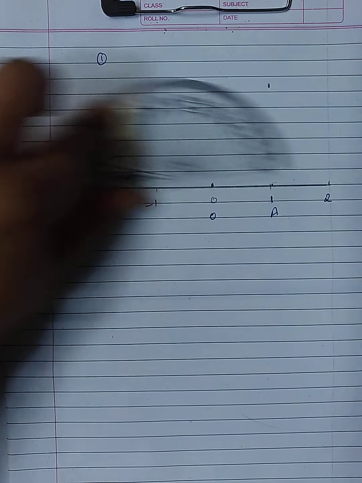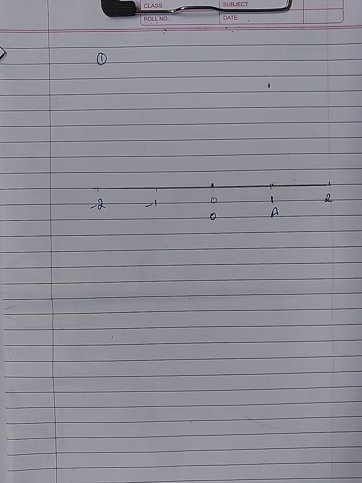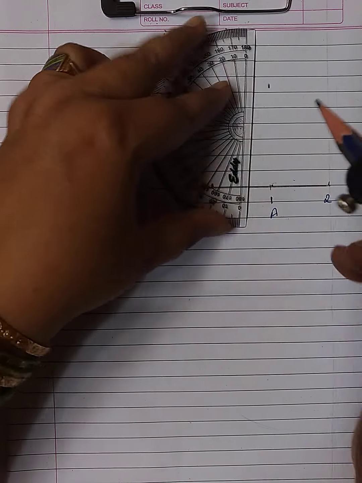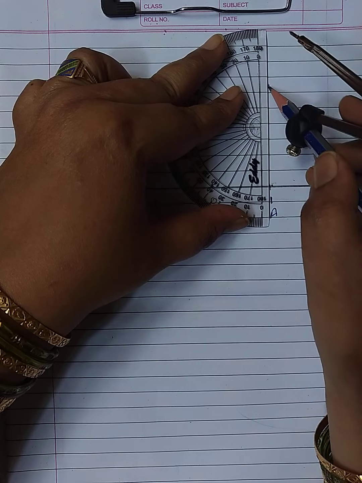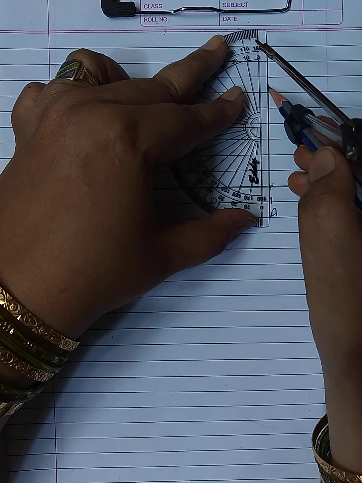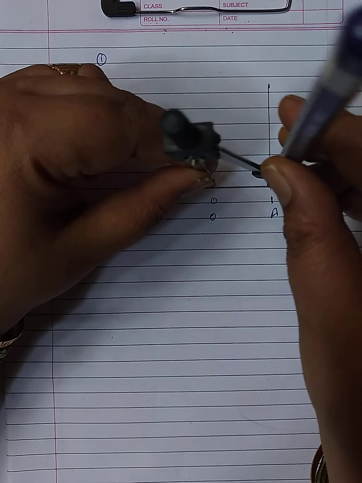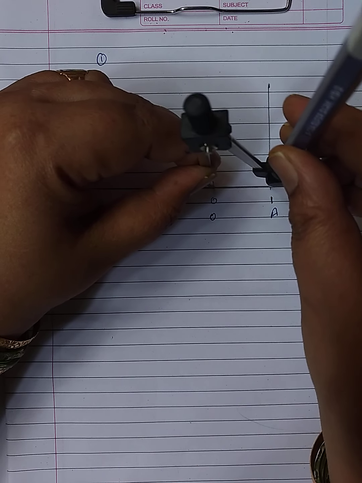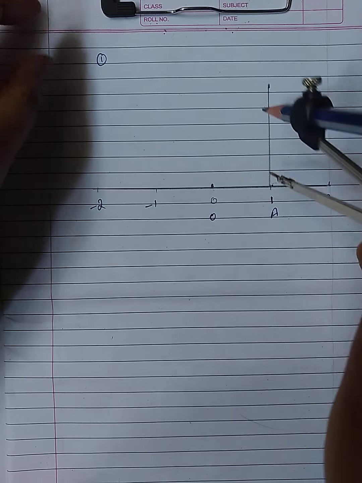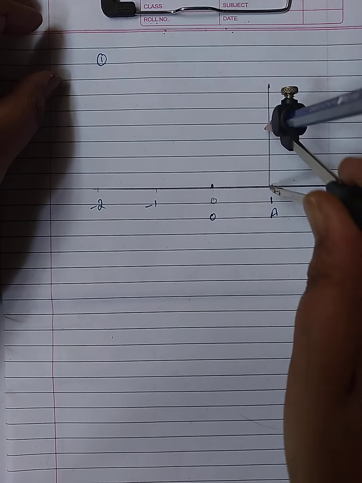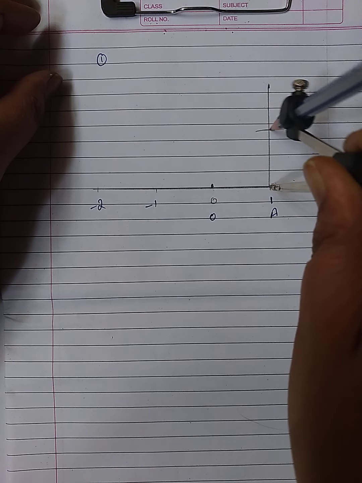Like this you have to mark here, and then this is 1 unit. This is cut here as 1 unit.